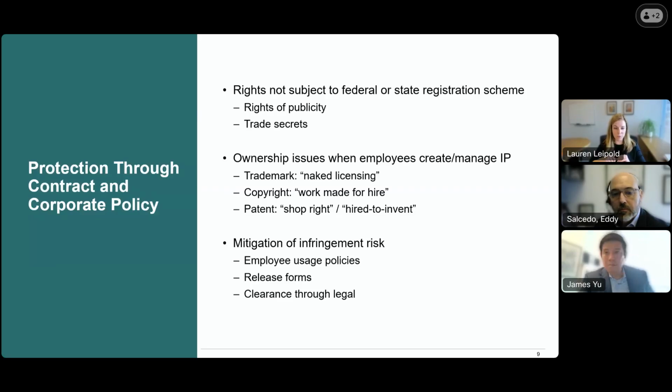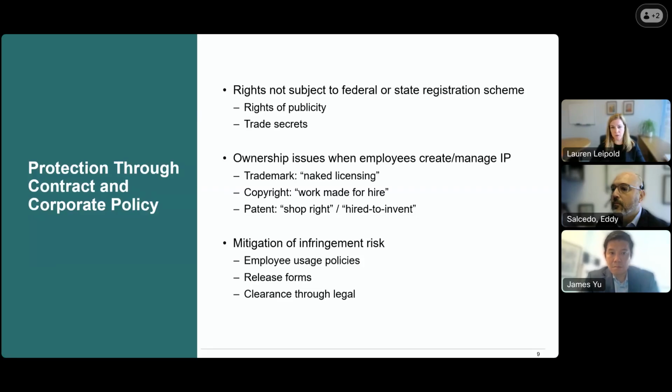you need to make sure that you've got an assignment provision in your employee contracts, which we'll talk about in a minute. And those policies relating to the contracts, and just general policies for your employees, go to mitigating risk, like we talked about at the beginning. It's really important to think about making sure that your IP is used properly, and also making sure that others' third-party IP is used properly.